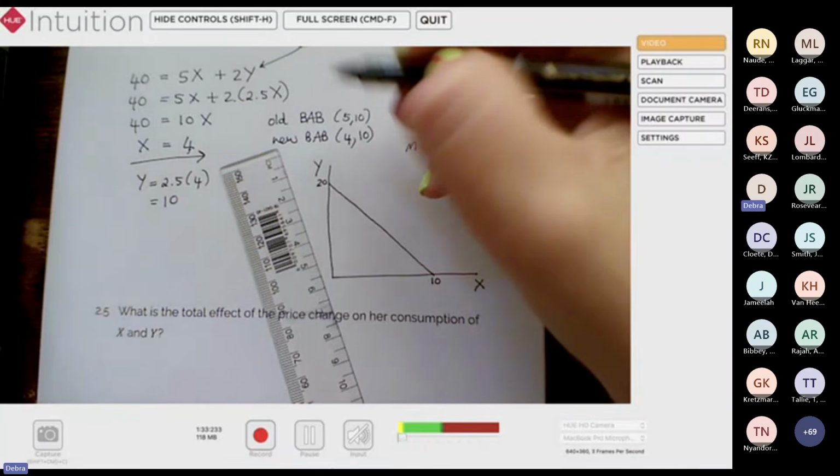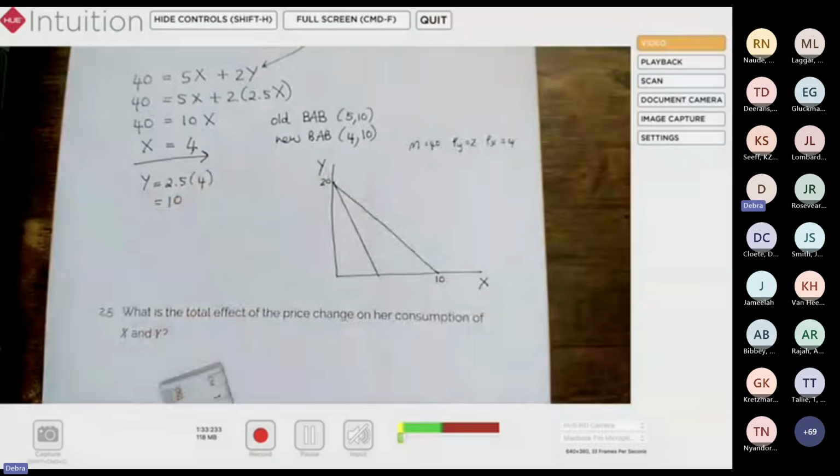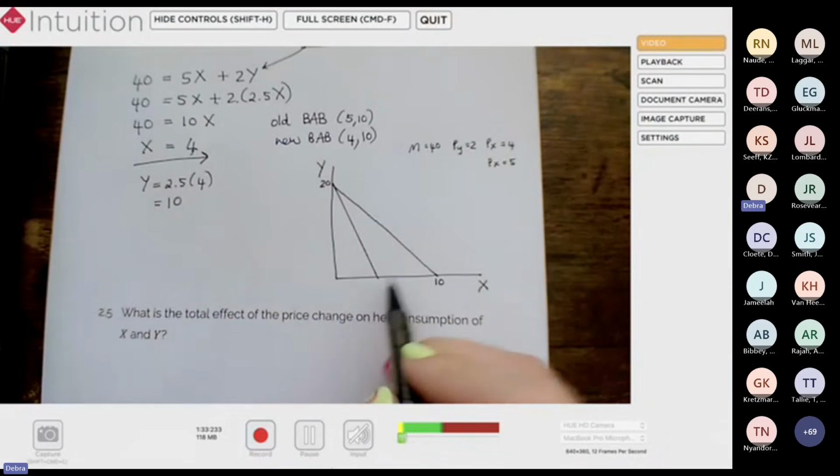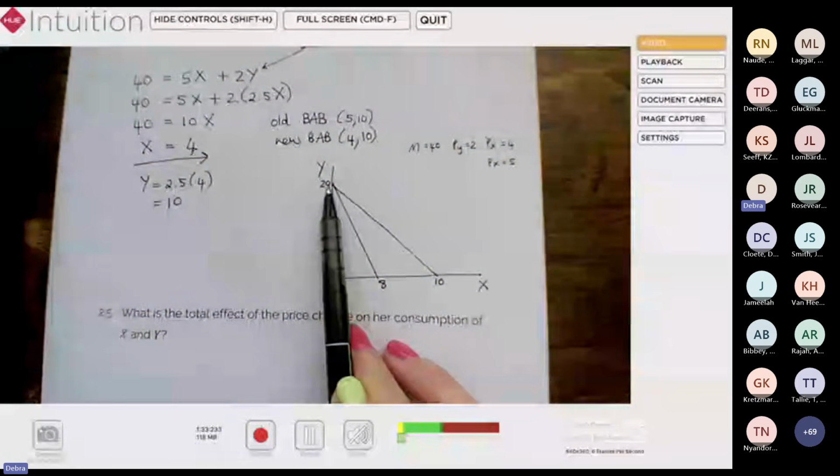My new budget constraint, so I'm drawing this quite dramatically, my price X is now 5. So my new budget constraint would have an X-intercept of 8, 40 divided by 5. And the Y-intercept wouldn't have changed because my income and my price of Y stayed the same.